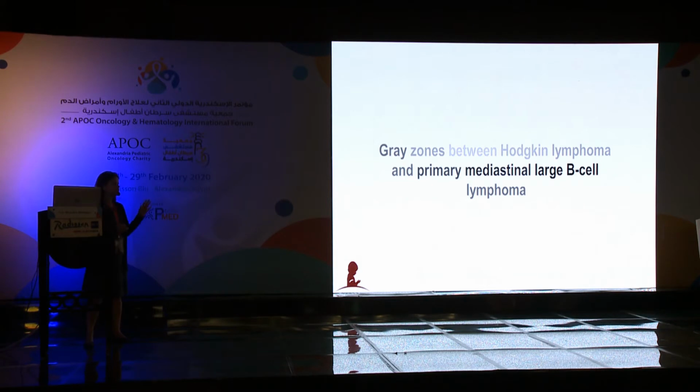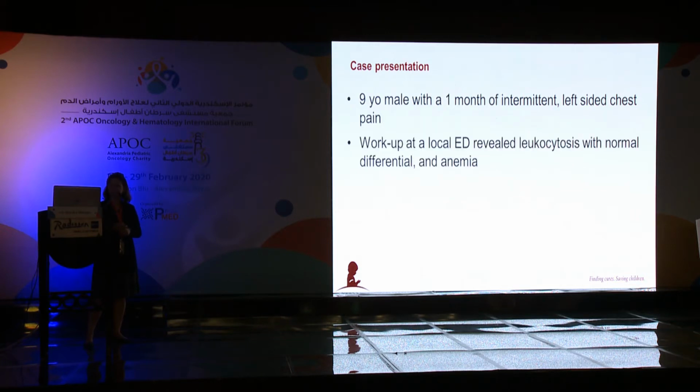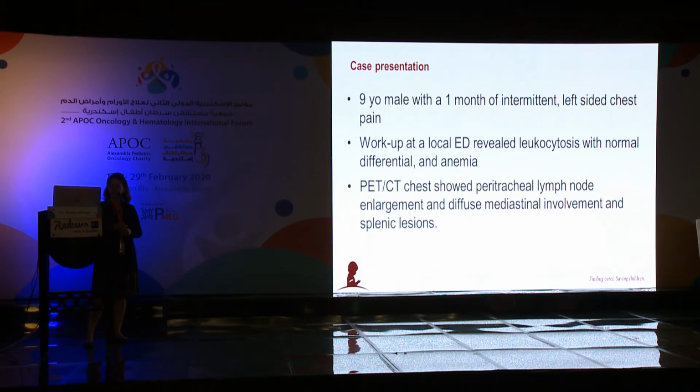So I will concentrate most of my talk on the gray zones between the Hodgkin lymphoma and the primary mediastinal large B-cell lymphoma. And I'm talking about a patient that I saw several years ago. It was a 9-year-old with a 1-month history of intermittent left-sided chest pain. A workup at his local emergency room showed that he had leukocytosis with normal differential and some anemia. And a PET CT of the chest showed peritracheal lymph node enlargement and diffuse mediastinal involvement and splenic lesions. He had no B symptoms.